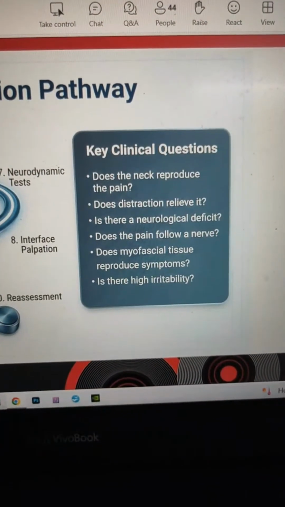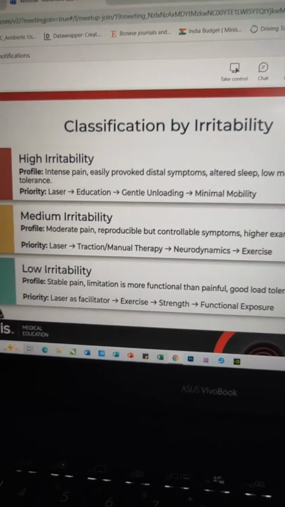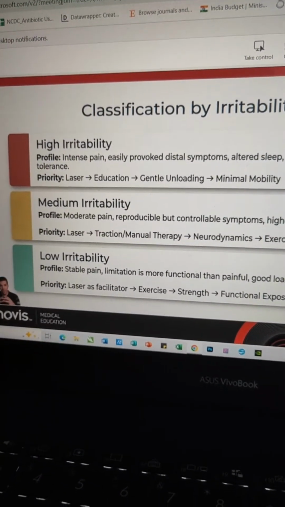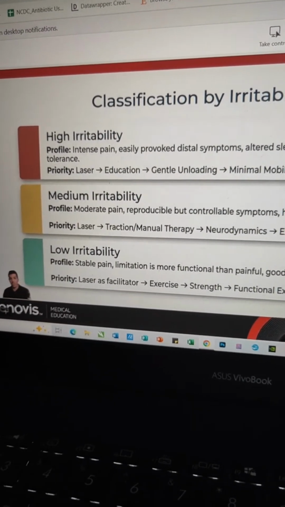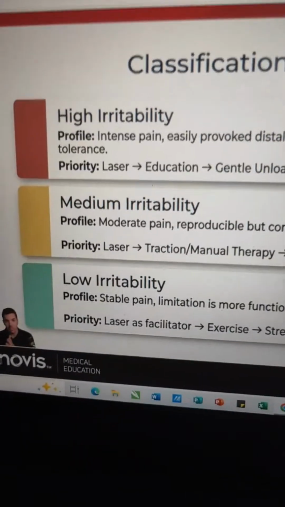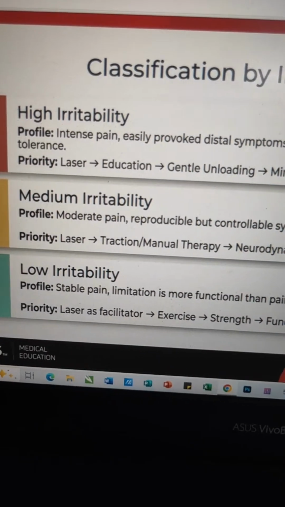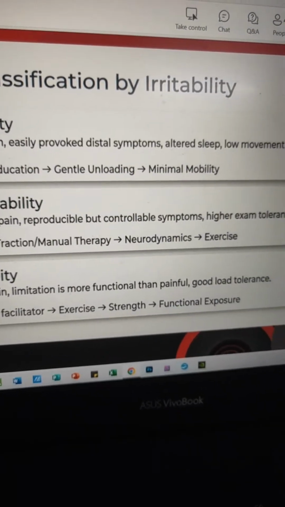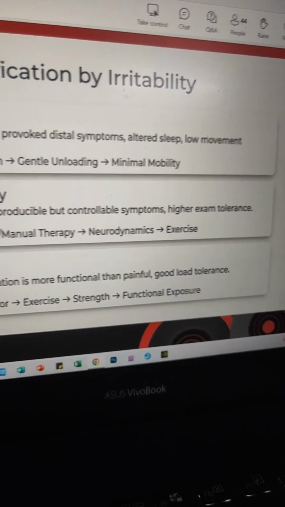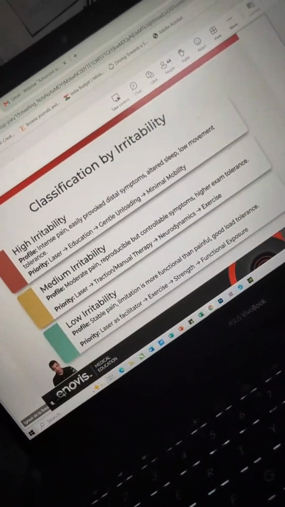Let's see, because normally these can be patients who are highly irritable, right? So we are also going to classify a bit according to the level of irritability, because within these clinical cases, if they are in more acute phases or more chronic degenerative ones, our approach will also be different. So a patient with high irritability who presents with intense pain with these distal symptoms that appear very easily, which even includes sleep disturbances, with a very low tolerance to movement or examination, in this phase, the first thing we need to do is reduce the load.